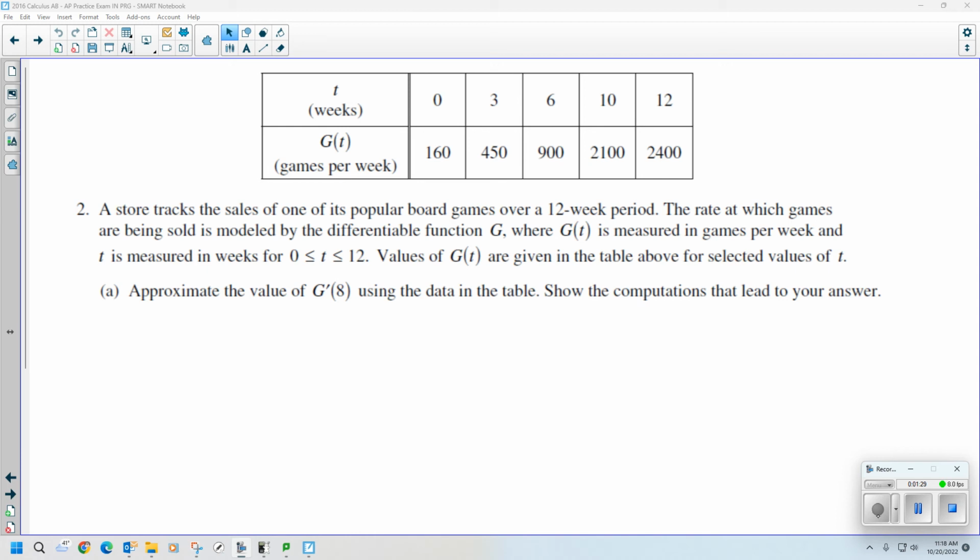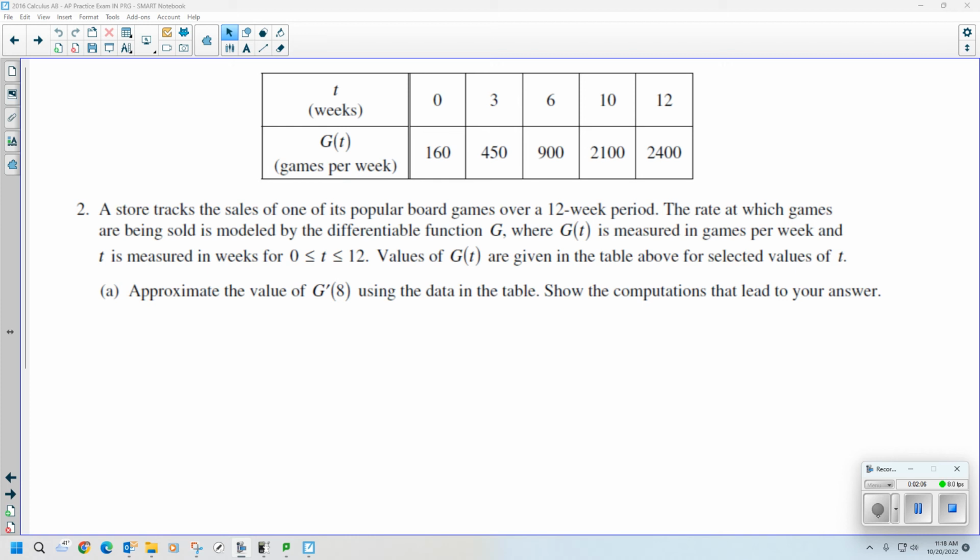Number 2 states, a store tracks the sales of one of its popular board games over a 12-week period. The rate at which games are being sold is modeled by the differentiable function g, where g of t is measured in games per week, and t is measured in weeks. The interval for t is from 0 to 12 inclusive, meaning it includes 0 and 12. Values of g of t are given in the table above for selected values of t.